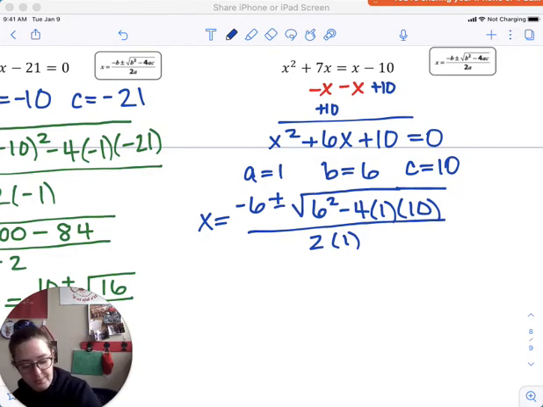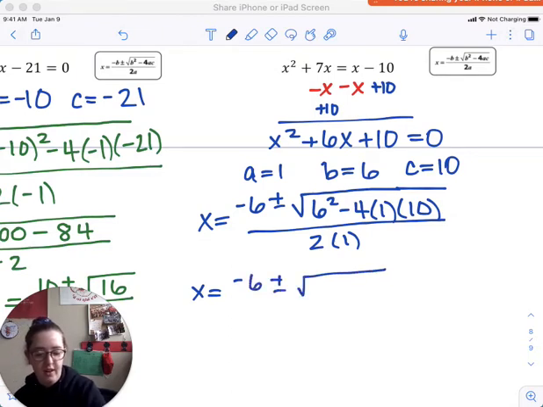All right, so x equals -6 plus or minus the square root of 6 squared is 36 minus 4 times 1 times 10 is 40, all over 2 times 1 is 2.